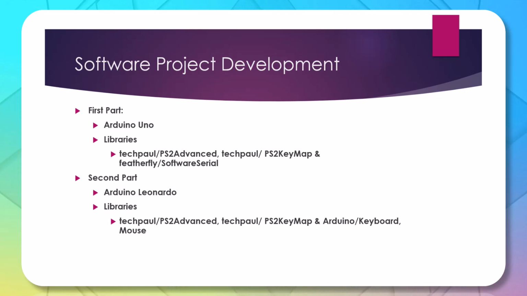The software project development has 2 parts. In the first part, I'm using PlatformIO, an Arduino Uno, and the libraries PS2 Key Advanced, PS2 Key Map, and Software Serial to debug. In the second part, I replaced the Uno with a Leonardo and the software serial library with Arduino keyboard mouse to interact directly with my computer.